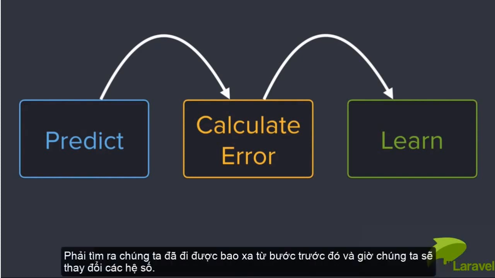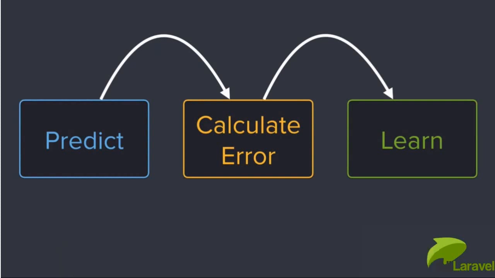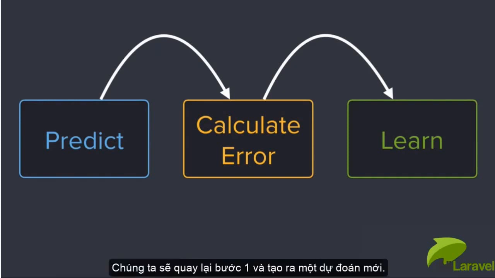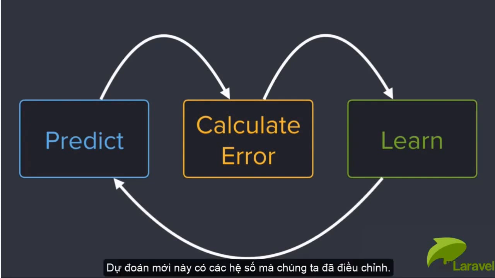Having figured out how far off we were in the previous step, we can now make a change to the coefficients. But we're not done just yet, right? This was only the first run through. At this point, we're going to go back to step 1 and make a new prediction. This new prediction is going to have our modified coefficients.